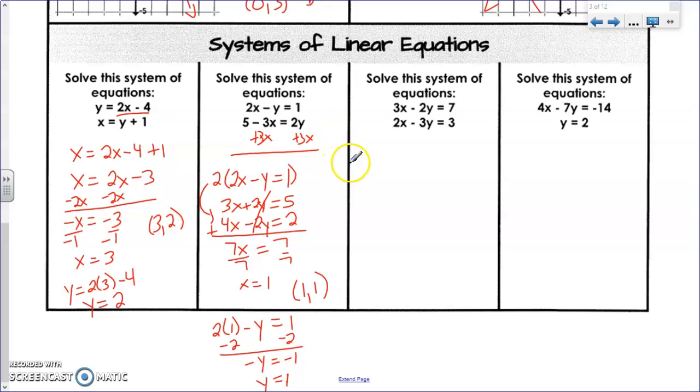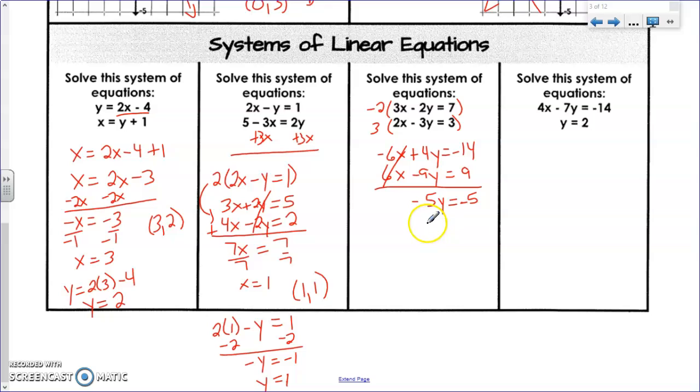Okay, again, if I'm going to use elimination on this one here, I can multiply the top one, if I wanted to eliminate my x's, by negative 2 and my bottom one by positive 3. And so that's going to give me negative 6x plus 4y equals negative 14. Distributing, it's going to give me 6x minus 9y equals 9. The x's were eliminated. And then I'm going to have negative 5y equals negative 5.